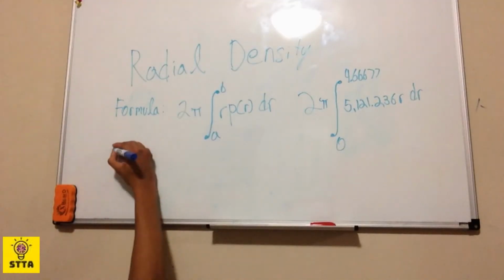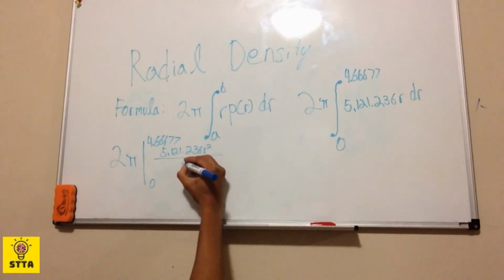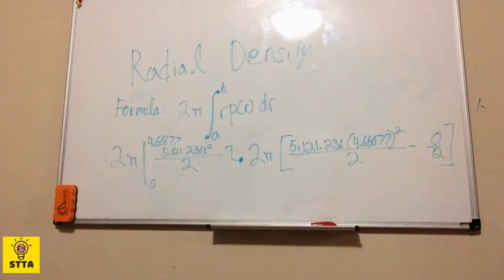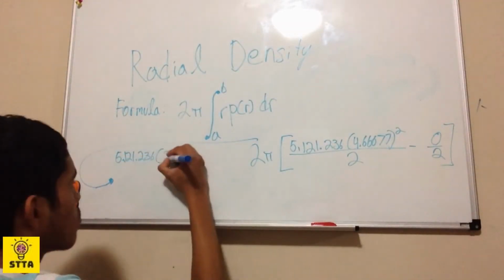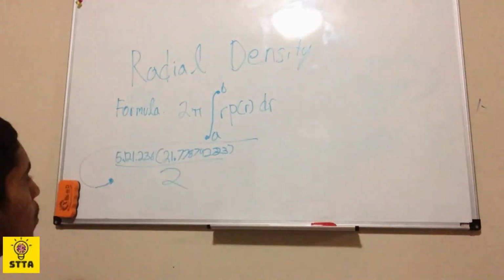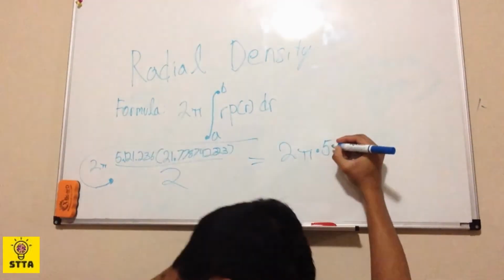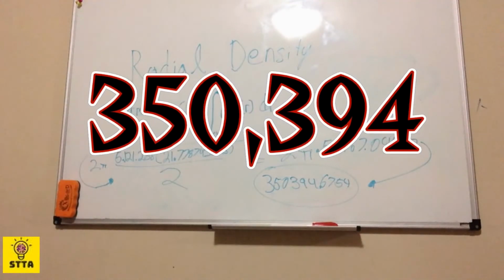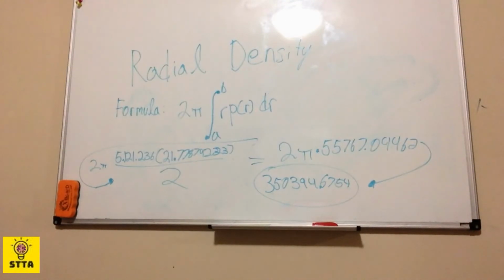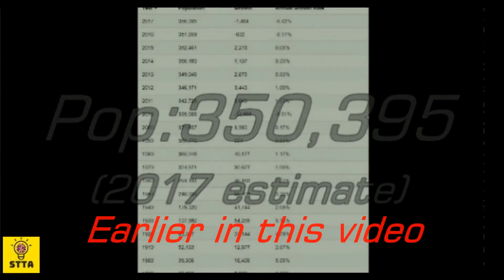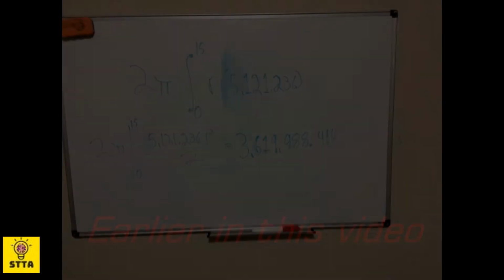Next was the integration, and then the substitution of b and a into the expression. And after all the work was done inside of the integral, I finally multiplied by 2 pi, which gave me a population of, drumroll please, 350,394. This, amazingly, is only one less than the population of Honolulu in 2017, which was found on the website.